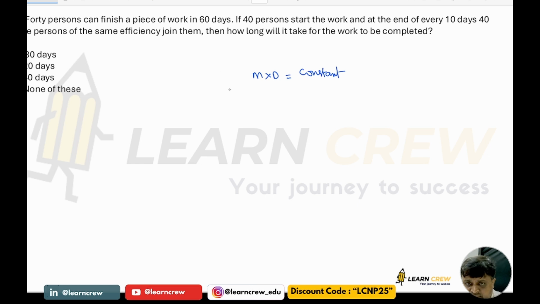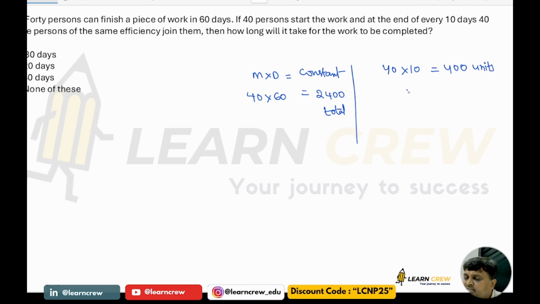40 persons can finish a piece of work in 60 days. So 40 into 60, this 2400 is the total work to be done. 40 persons start the work. At the end of every 10 days, 40 more persons join. So in the first 10 days, you have 40 persons only.